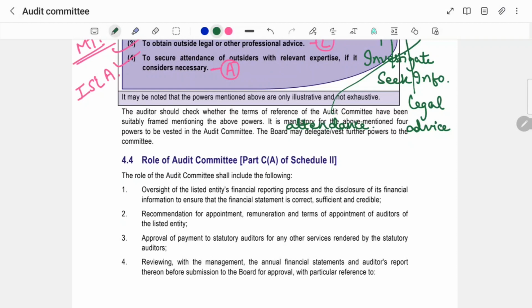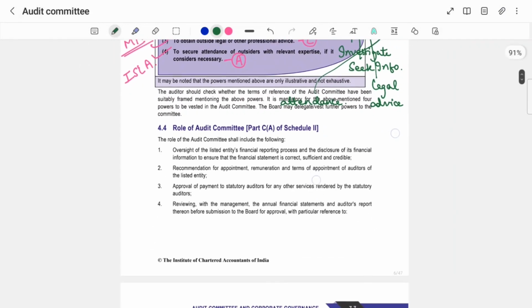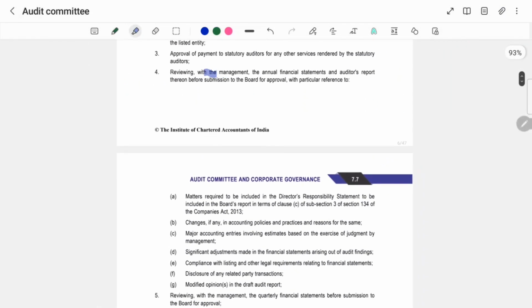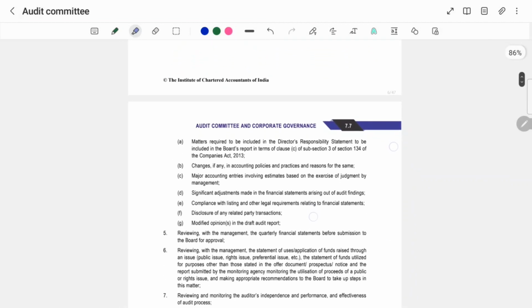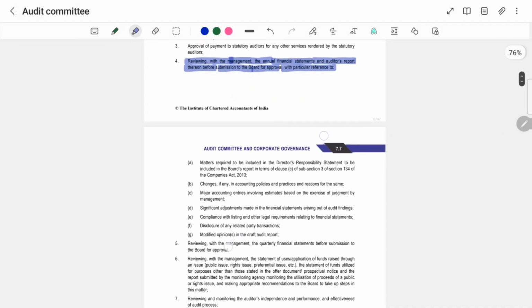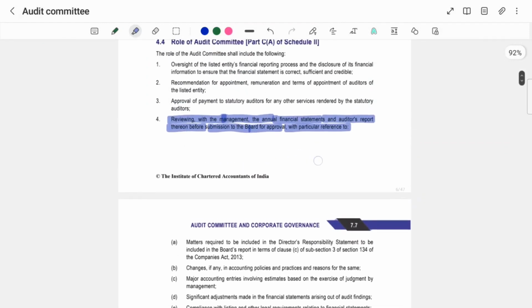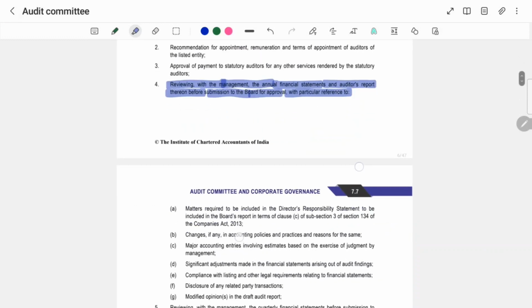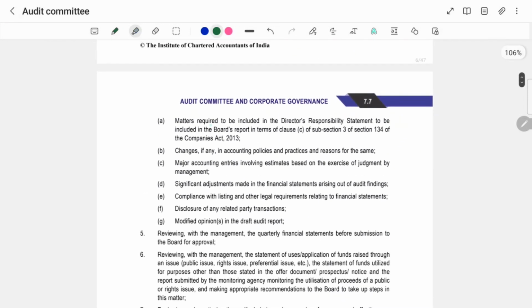So now the next topic is role of audit committee. In the role of audit committee also many points are given. So if you cover this point, reviewing with the management the annual financial statements and the auditors' report thereon before submission to the board for approval, with particular reference to. This can also be asked as a separate question. So both will be covered in this separate question also, and the role of audit committee also. So it's better to learn this point.